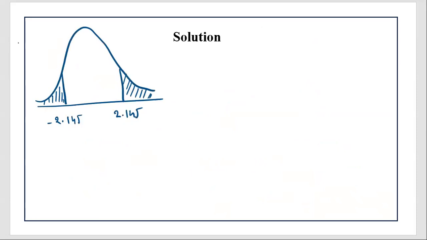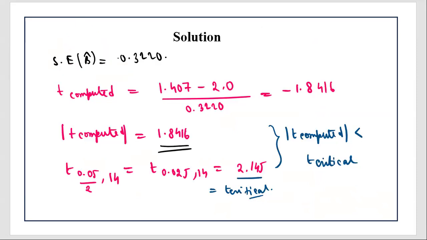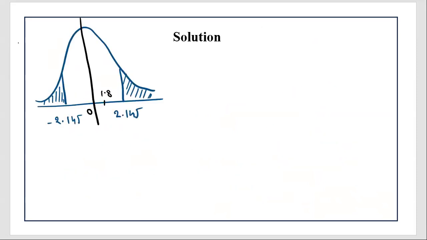1.8416. T distribution is symmetric about 0. So 1.84 will be something like this, right? So it is in the acceptance zone. This black shaded region, this is the acceptance zone. So our computed value of T is in the acceptance zone and not in the rejection zone.